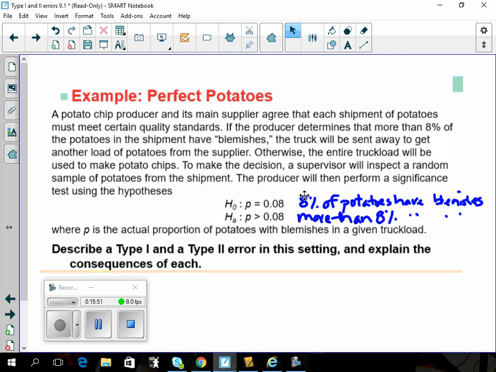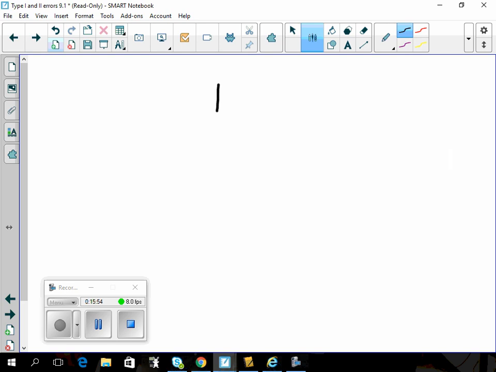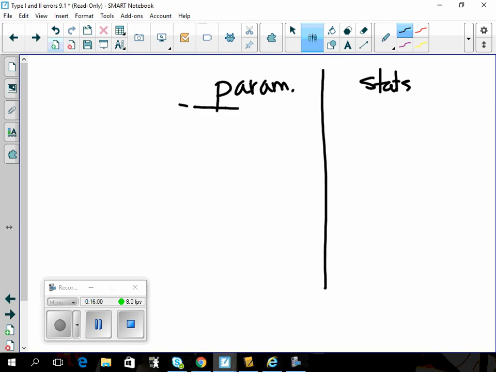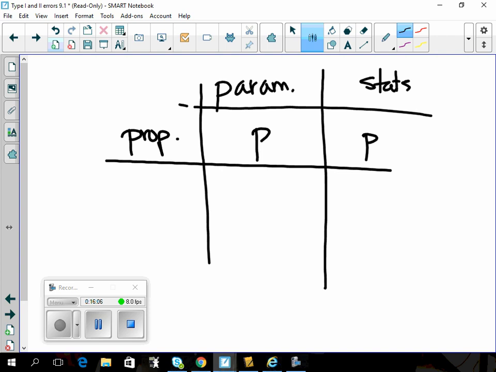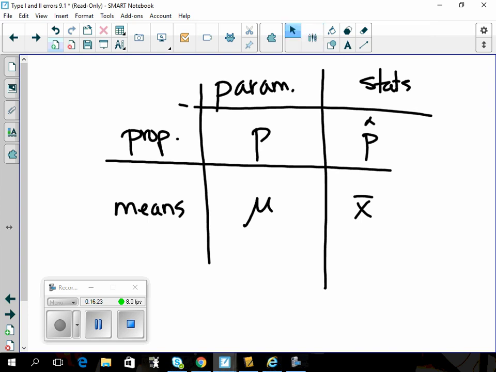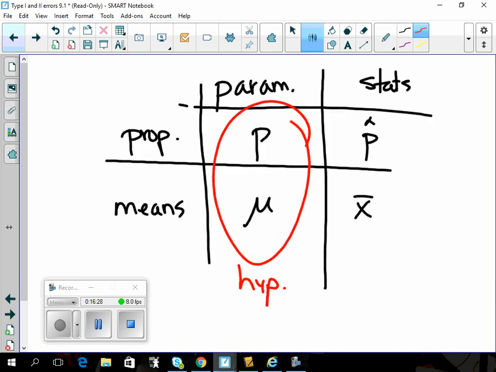So if we go back here just for a second, let's just refresh our memory when we're talking about parameters versus statistics. And we talk about proportions. We have P and P hat. I noticed on your confidence interval for proportions quiz, some people got confused on that. And then we talk about means. We have mu and x bar, right? Just notationally, okay? Your hypotheses are always going to be written in terms of these two guys, because we're making claims about the population.